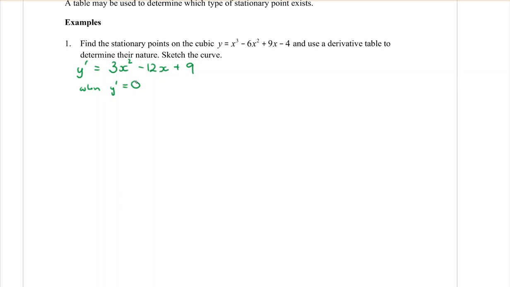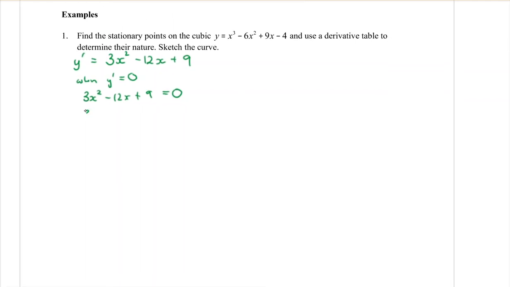Anyway. The derivative was 3x squared minus 12x plus 9, and I want to make that equal to 0, and I'm going to solve it to find the x values. It's a quadratic, but I could factorize a 3 out of all of those terms, which will make it a little bit easier to factorize, so let's do that. 3 out the front of x squared minus 4x plus 3 equals 0.